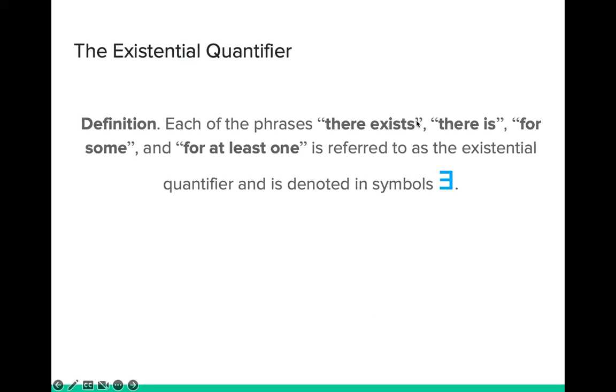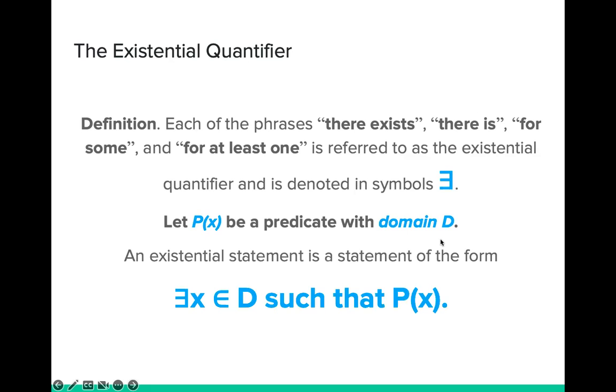Each of the phrases "there exists," "there is," "for some," or "for at least one" is referred to as the existential quantifier and is denoted by the symbol ∃, which as you can see is a flipped E. Suppose we have a predicate statement P(x), wherein x belongs to a domain D. In other words, x may be assigned any element that belongs to domain D.